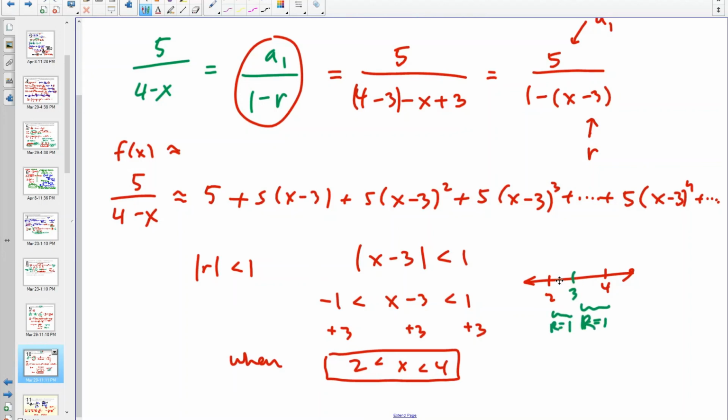The series will converge from 2 to 4, not at 2 and not at 4, because the geometric series says r cannot be equal to 1. It's only between. r has to be less than 1. All right, and we did not use the ratio test, so therefore we do not have to test the endpoints.